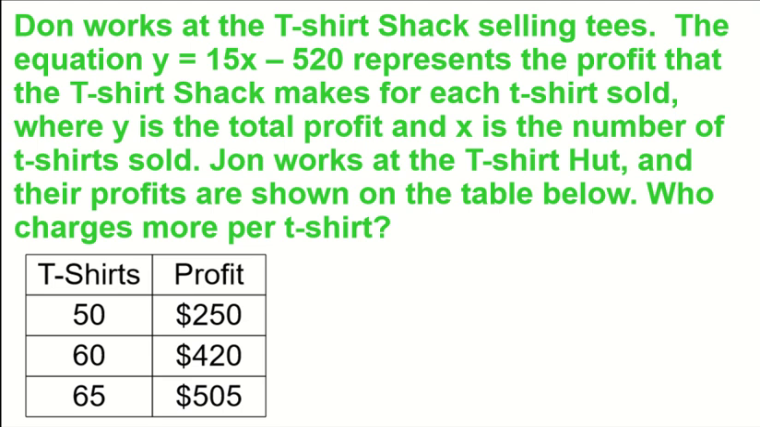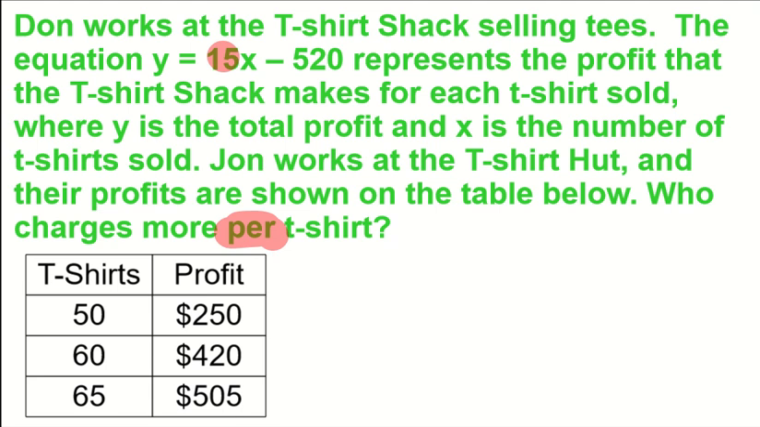I think I got an answer. Emmy? Yeah, t-shirt hut's charging more. So what's it asking us for? What part of the function? Slope. How do we know? Per. All right, so we have that per right there. That means we're looking for the slope. What's the slope for the t-shirt shack? 15.